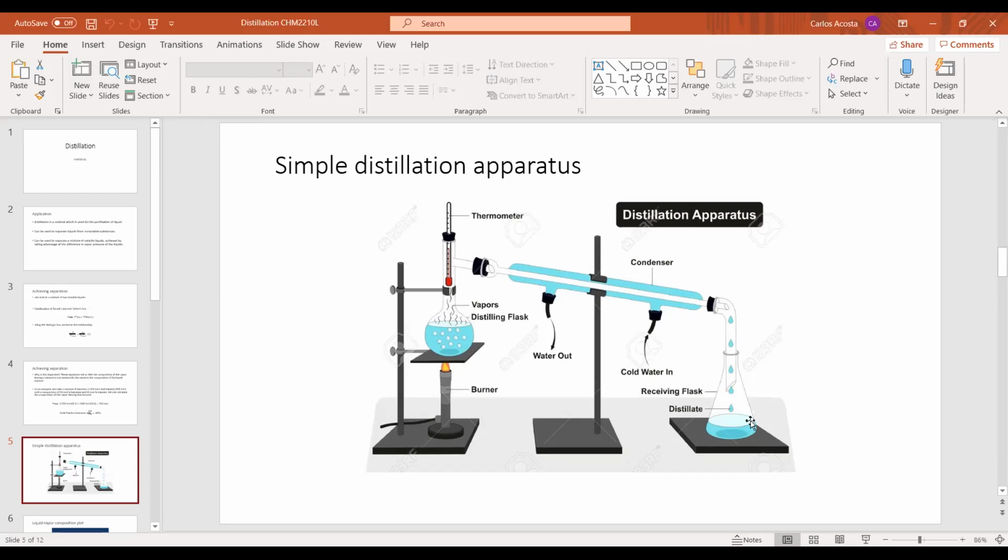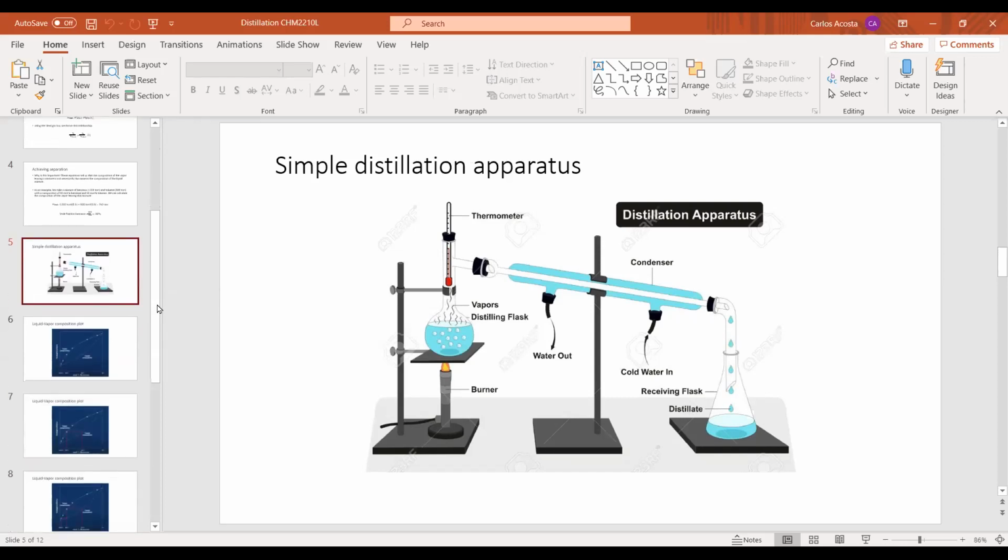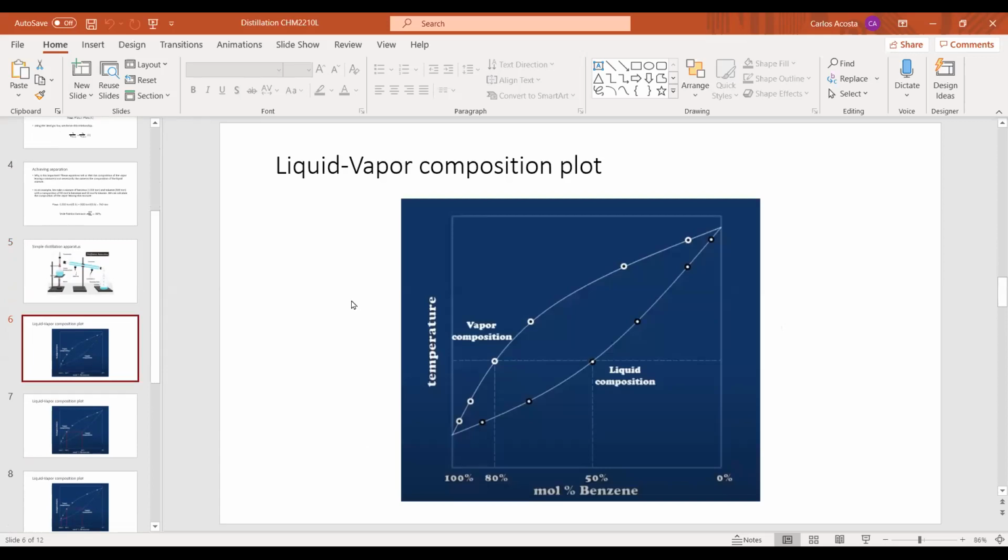Now, this is still a mixture. It's not pure in any sense, but it's better than what we first had. And if we want to purify it even further, we could actually do another simple distillation. And if it's still not pure, we could do another one and another one and another one until we get pure benzene. And we could actually predict how many simple distillations we need to do using what's called a liquid vapor composition plot.